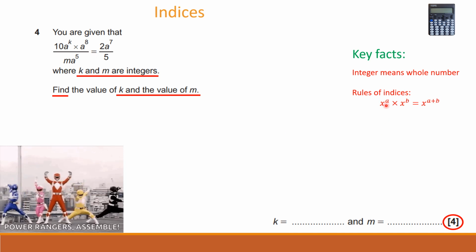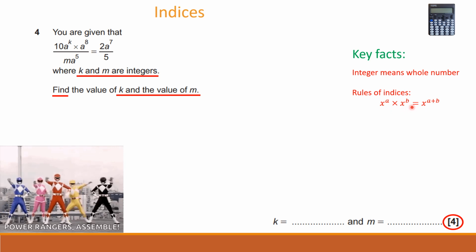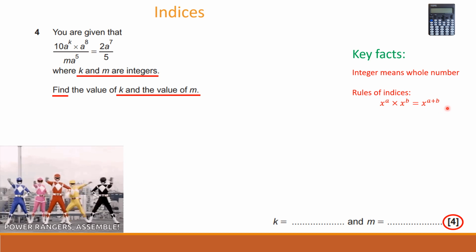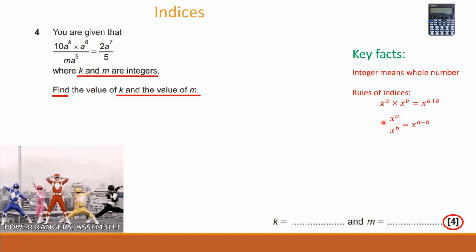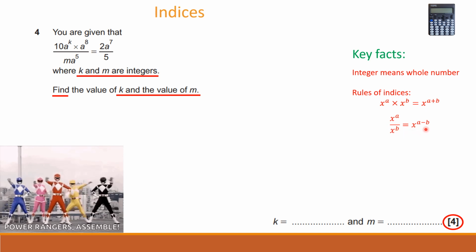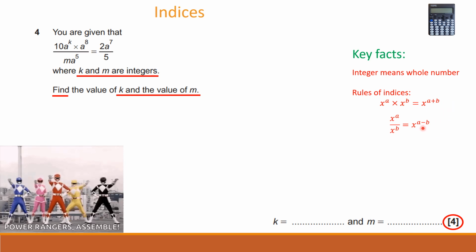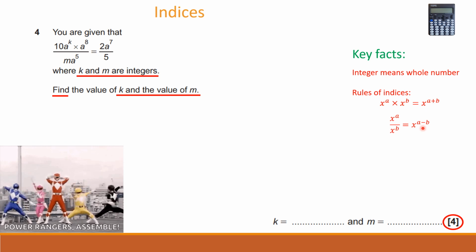So we know if we multiply two values, so x to the power of a times x to the power of b, it equals x to the power of a plus b. This is our first rule of indices. The second rule is I've got x to the power of a divided by x to the power of b. It's the same as x to the power of a minus b. Now I'm going to show you how to do this question. I'm going to be just using this rule here, but you could use this rule and the mark scheme uses this rule.